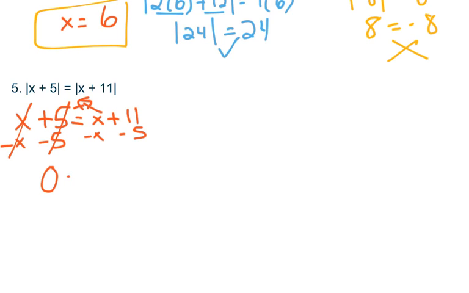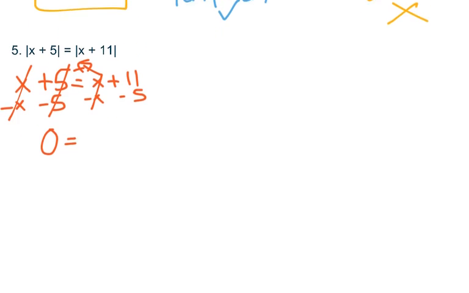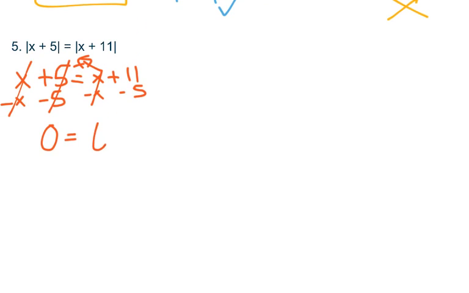So on the left-hand side, I've got 0. X minus x is gone again. Whoops. And 11 minus 5 is 6. I've run into a slight problem. 0 is not equal to 6, and I don't have any variables left. So what I'm going to write here is just not true, because obviously 0 is not equal to 6. Okay? Let's leave it there for now.